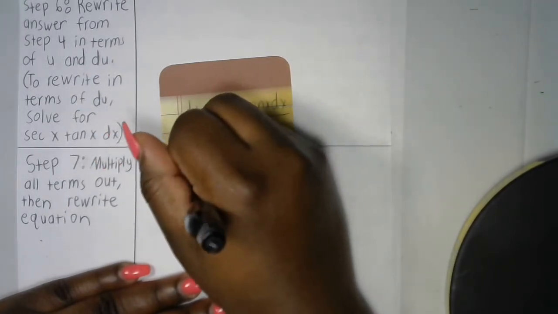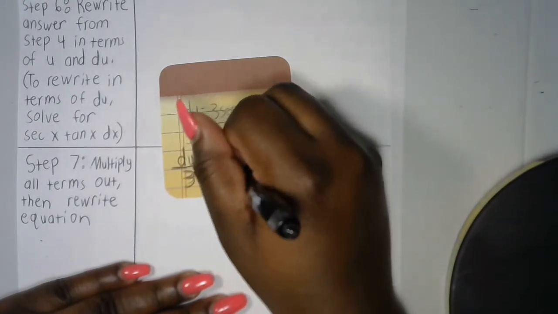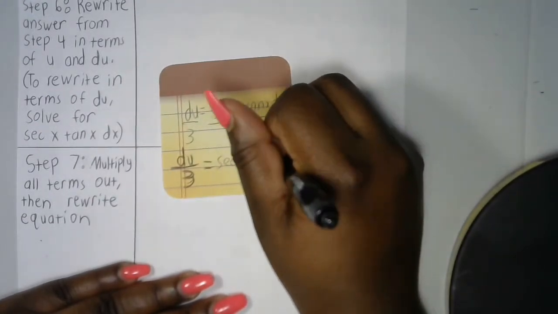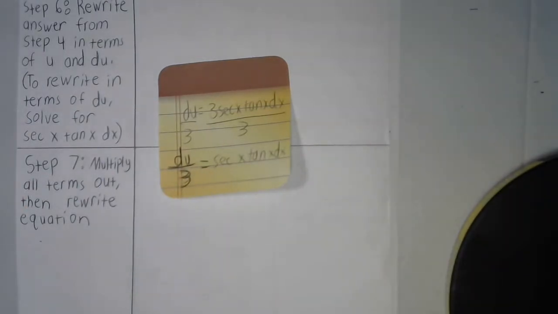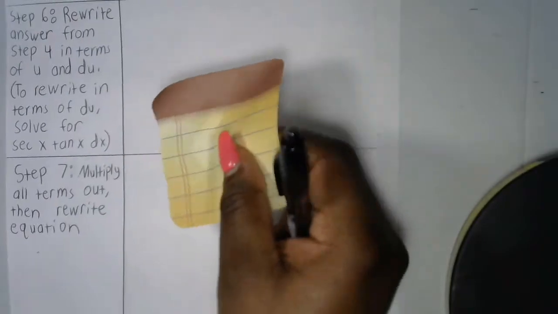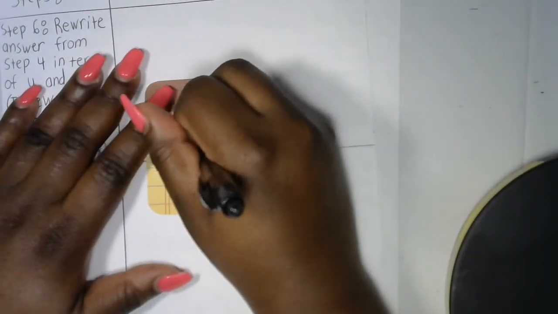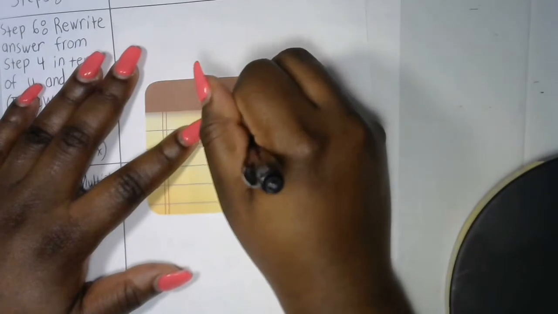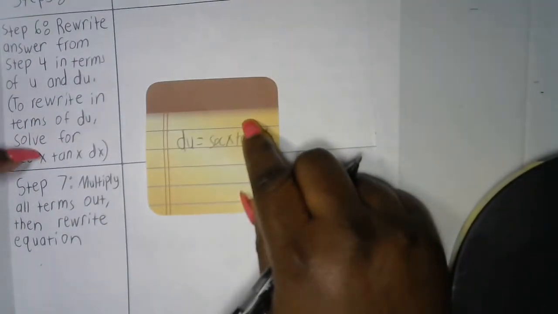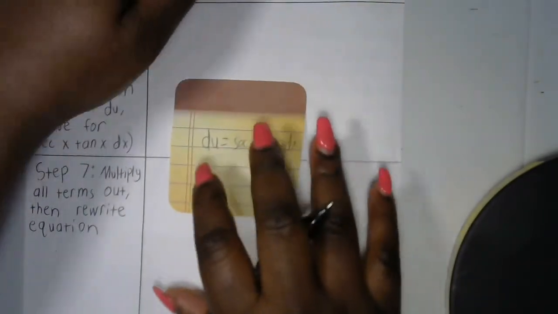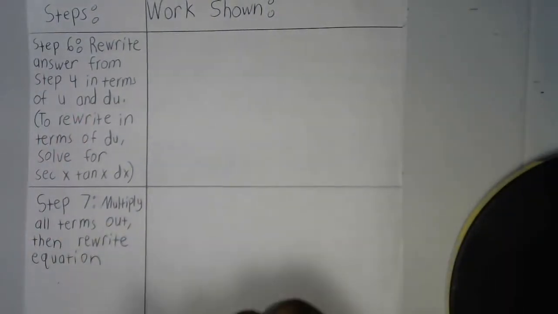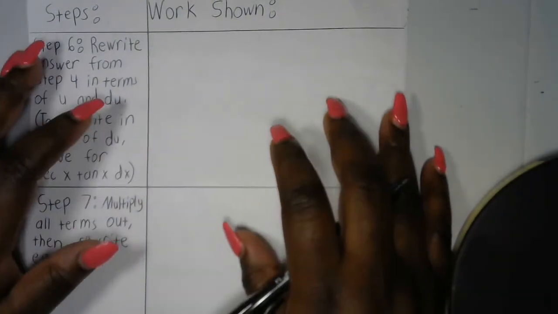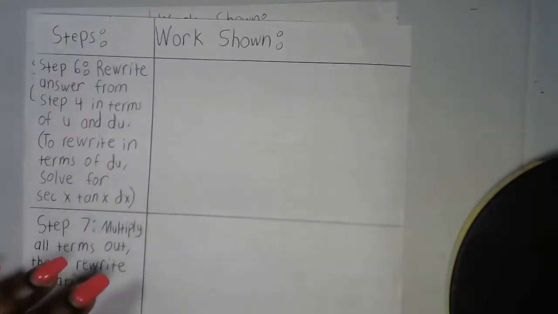du over 3 is equal to secant x tan x dx. You'd have to solve for this if it wasn't by itself. But luckily, in the situation that we already have, du is already equal to secant x tan x dx, so we don't really have to worry about this part. I just wanted to put that in case it wasn't, so you guys would know what to do. Anyway, let's get into step 6.